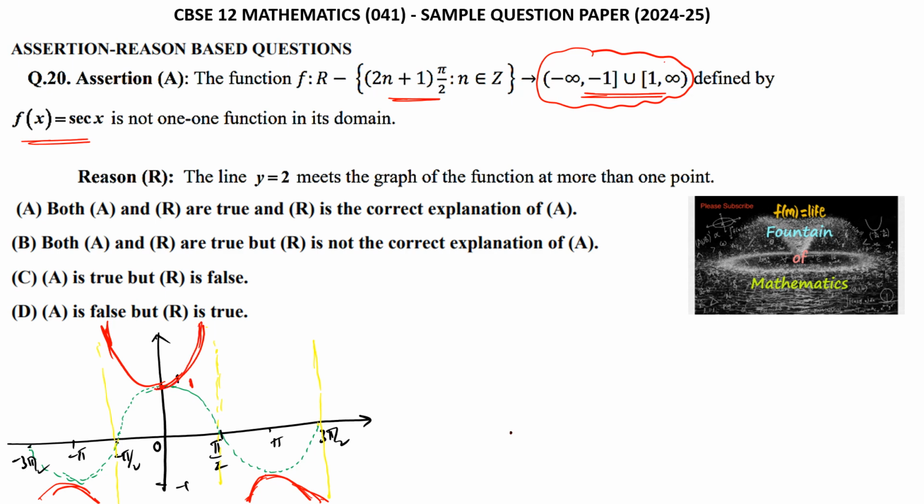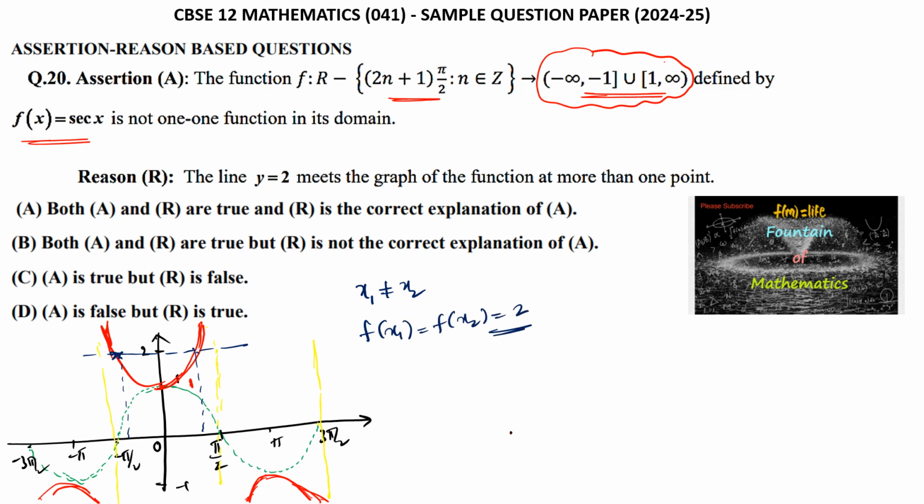And we need to prove that this function is not one-to-one, or we need to check. Clearly we can say, let us take y is equal to 2 as a point. If I draw one horizontal line, it cuts at more than 1 point, which means for two different values of x, say x1 is not equal to x2, we can see that f of x1 is equal to f of x2, which is equal to 2.